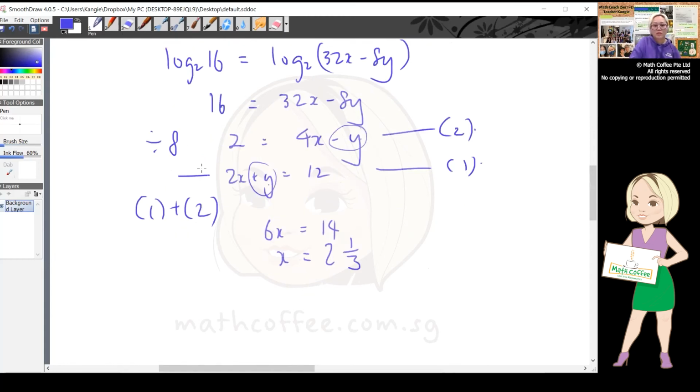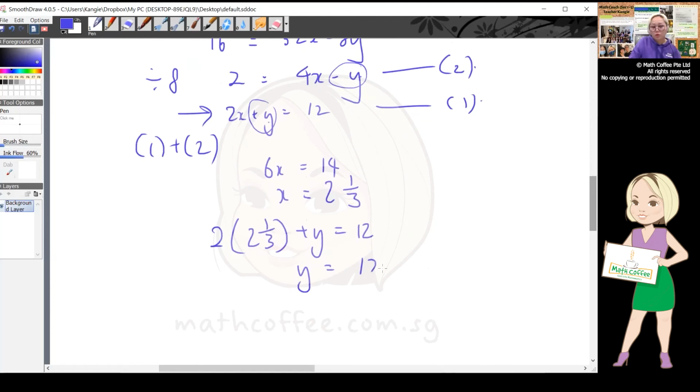I shall use this one: 2x plus y equals 12. So my y equals 12 minus 2x, which is minus 14 over 3. Of course, I'll get 12 minus that, and I get 22 over 3.